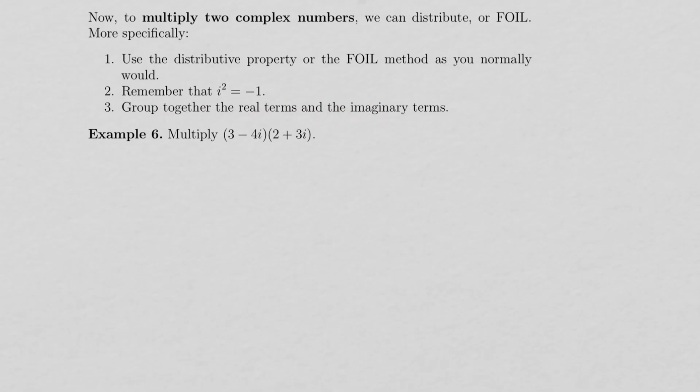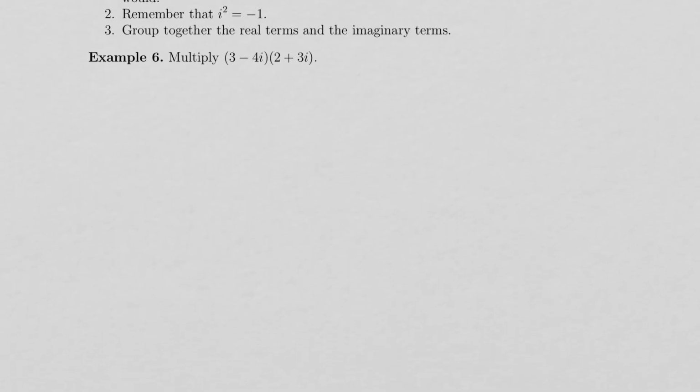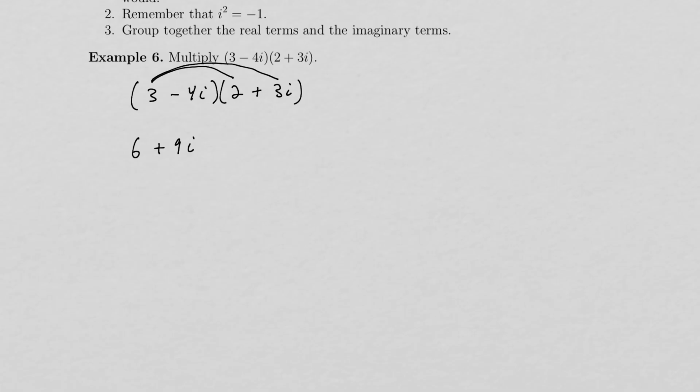So let's try this. I want to multiply 3 minus 4i times 2 plus 3i. So I'm going to multiply the first terms. Let me just write this out again. First times first, right? That's going to be a 6. Outer, 3 times positive 3i. Well, that's going to be a 9i. Inner, negative 4i times 2. Well, that's going to be a negative 8i. And then last, I have negative 4i times positive 3i. Well, negative 4 times positive 3 is negative 12. And then i times i is i squared.